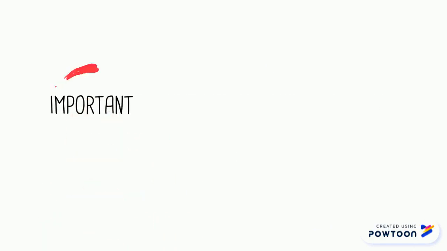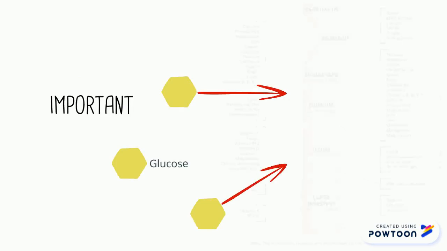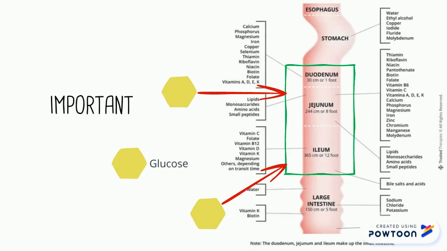An important example of active transport is when nutrients like glucose are absorbed into the blood from the intestines.